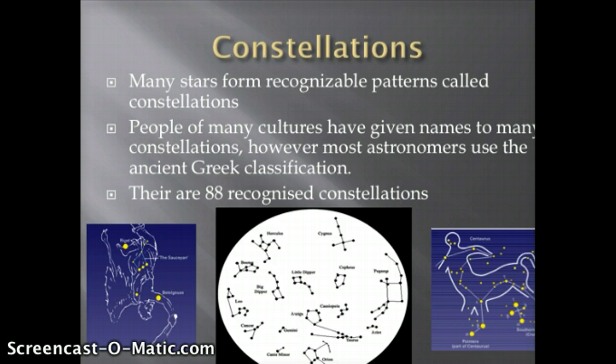Constellations. There are 88 recognized constellations in our solar system. People of many cultures have given them names, and astronomers sometimes use ancient Greek names for classifications.